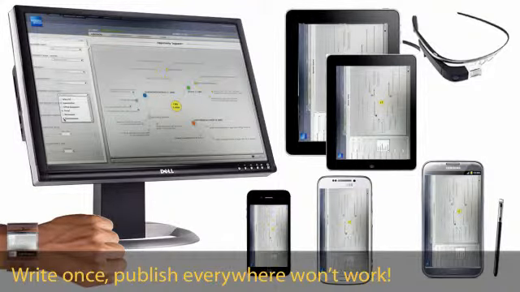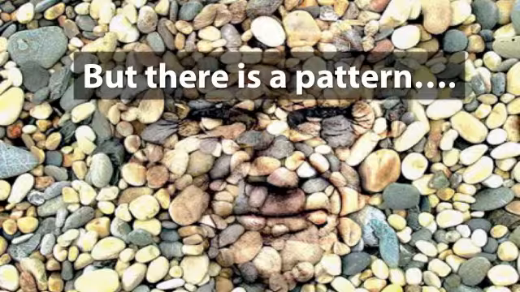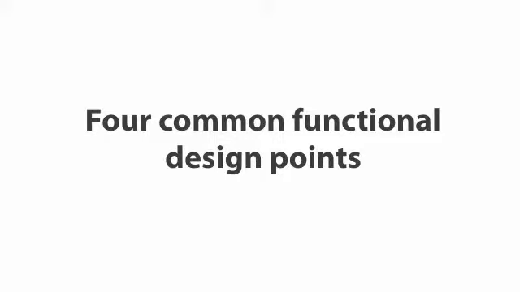And although we would all love to think we could use responsive design and write once and publish everywhere, it just doesn't work. There is a pattern that you can use to approach this design. For most applications across different platforms, there are 4 common functional design points. We're going to take a look at some applications across platforms to see how this 4-step approach can be implemented.